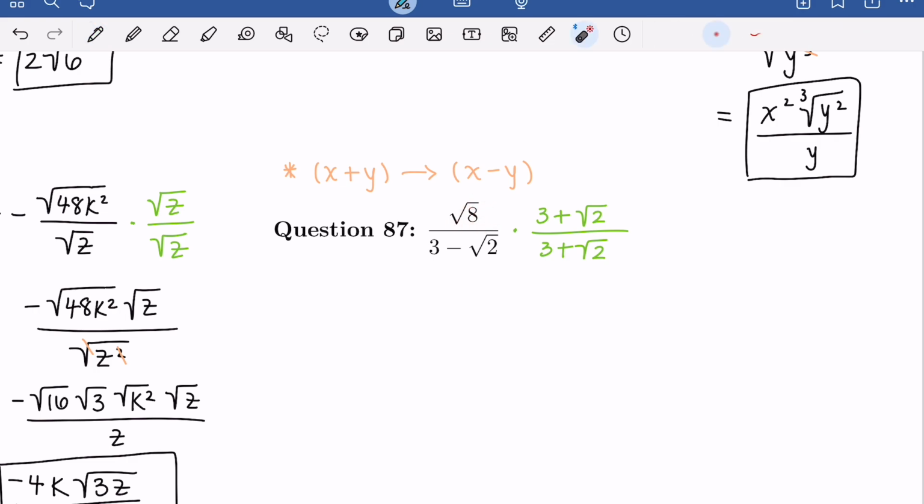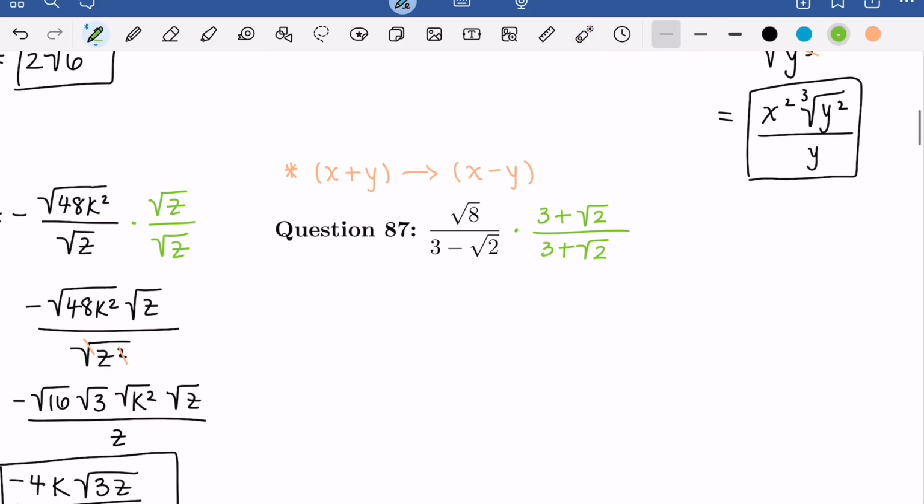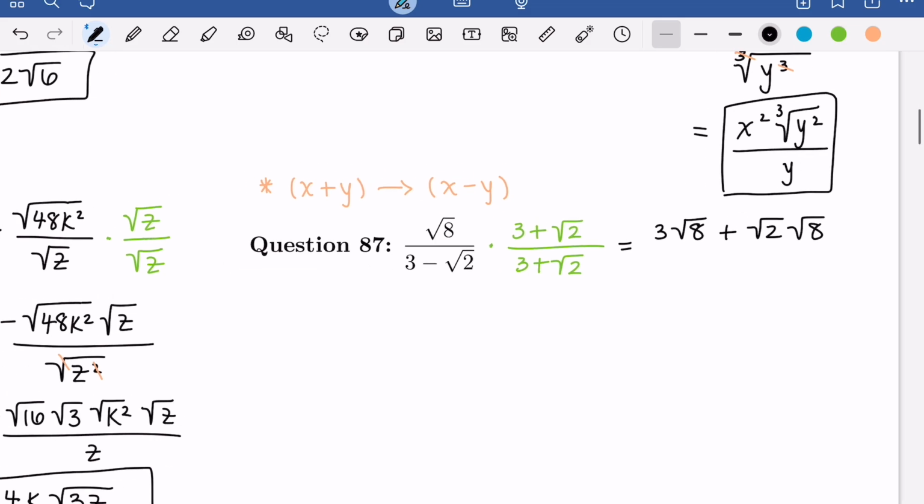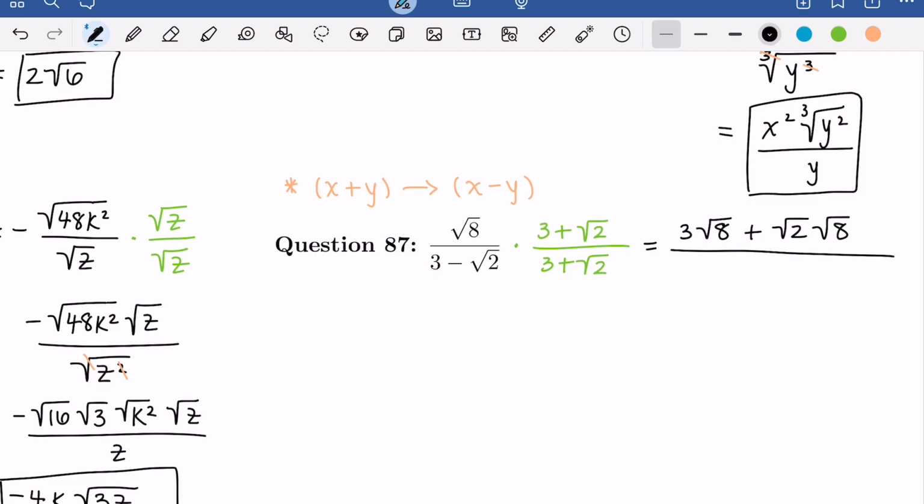In the numerator, we'll just have the square root of 8 times both of these terms here. So we're going to have 3 times the square root of 8, and then we're going to have the square root of 8 times the square root of 2. So we can write this, actually let's do this step by step here. We have that there. Now in the denominator, we're going to have to FOIL this.